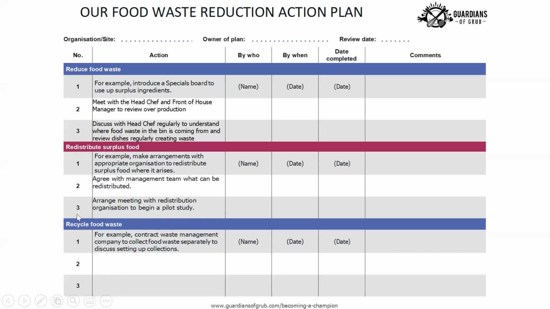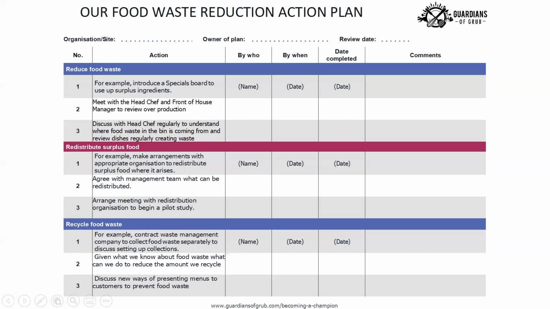But the other thing is the organisation that is helping redistribute surplus food, they need to be in on it as well. So again, your name as a lead, and then the appropriate people to be in this room to discuss redistribution. And then similar thing, when are we going to do it? When are we going to have it completed? And use these comments to drive the questions or the answers to the questions that come out of this discussion.